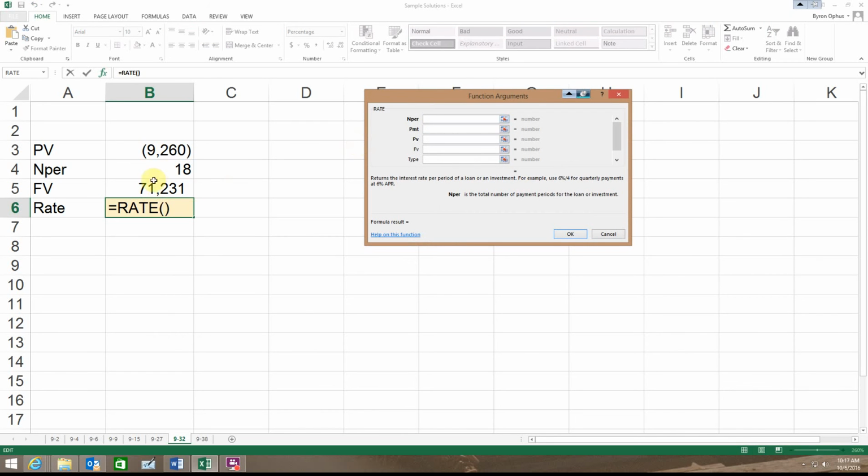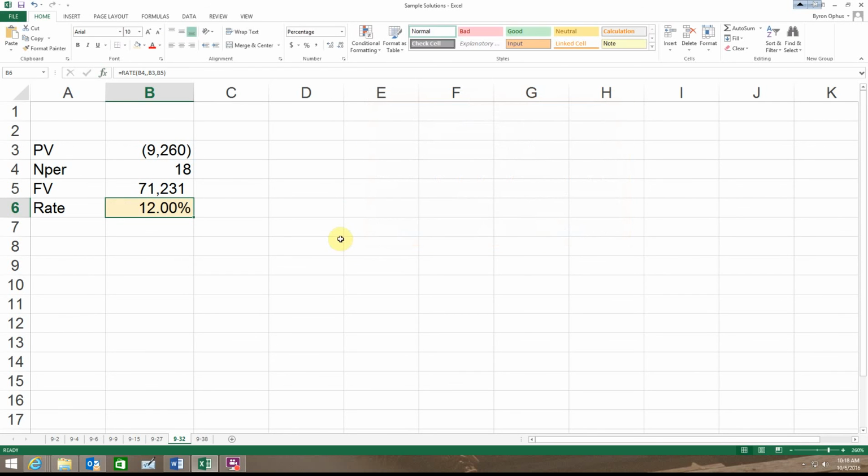So my number of periods is 18. My present value, again, don't screw it up with payment, that's why it's important to label those, is that. My future value is that. Look at that, we end up with a nice round number of 12%. Okay, so relatively easy. Again, we've got three variables, and we find the fourth as long as we know the right function to use up here.